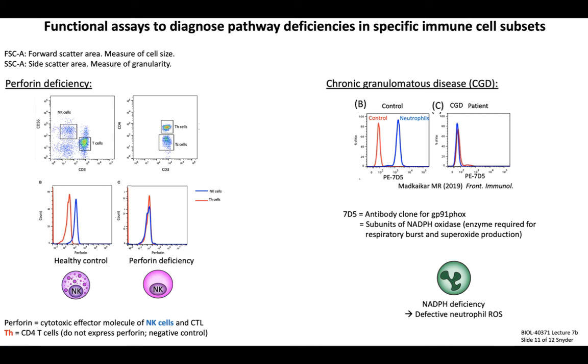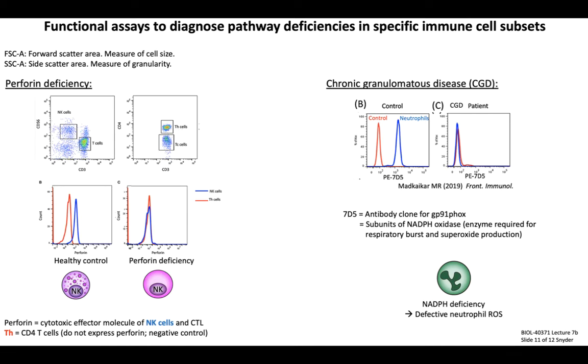So NADPH oxidase is made up of one heterodimer between the proteins GP91-FOX and P22-FOX. Then there's also a heterotrimer made up of the proteins P40, P47, and P67. So mutations underlying CGD typically either lead to P47-FOX deficiency or GP91-FOX deficiency. And either of these mutations can lead to non-functional NADPH oxidase, and therefore you end up with defective neutrophils.